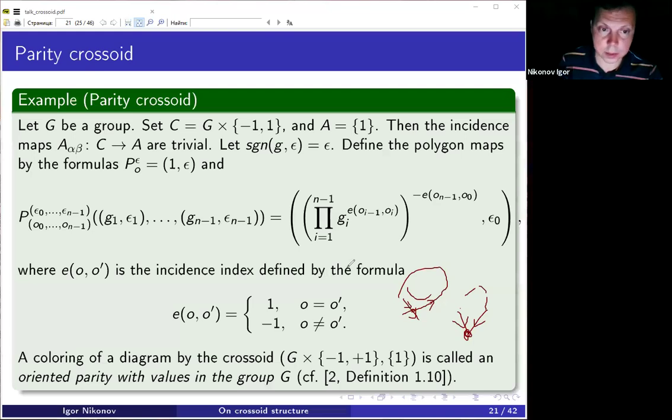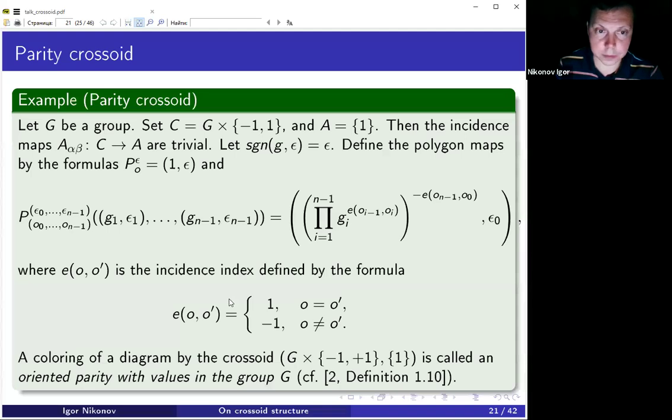And if one considers coloring of a diagram using this crossoid, in this case we assign some color to each crossing, and this color is the parity of the crossing. To be more precise, the oriented parity. So this crossoid gives the parities of the crossings of the knot diagrams.